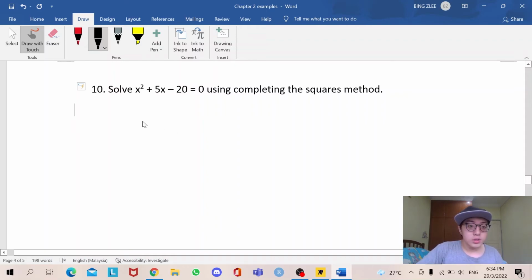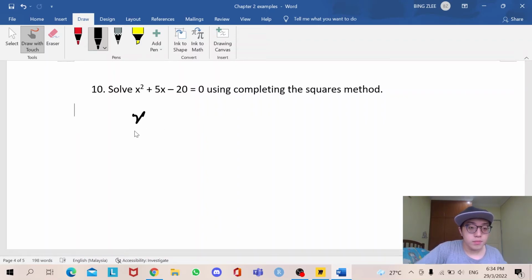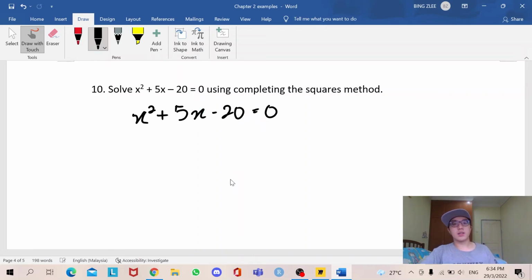All right, so from here, x squared plus 5x minus 20 is equal to 0. And this cannot be solved by using the factorization method, so we will use the completing the squares method, especially since it's specified by the question.